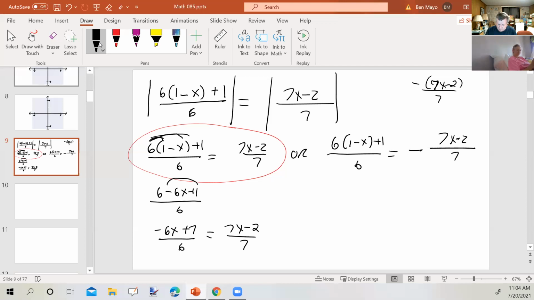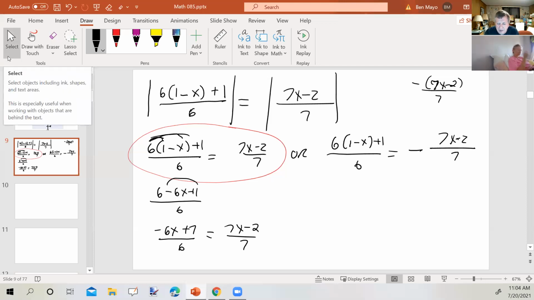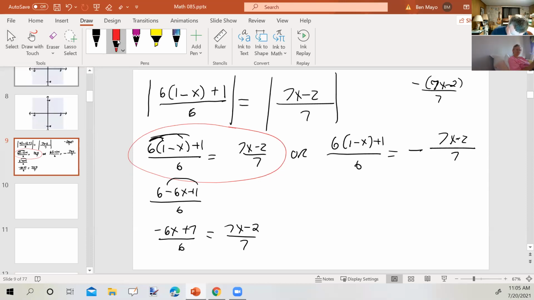Now I have an equation that contains fractions. I want to clear the fractions. So I want the least common denominator of the 6 in the first denominator and the 7 in the second denominator, and that would be 6 times 7, or 42. So my next step is to multiply both sides by 42. When I do that, on the left the 42 and the 6 reduce down to a 7 over 1, and the 42 over 7 reduces down to a 6 over 1.